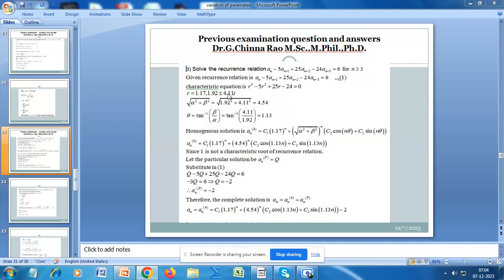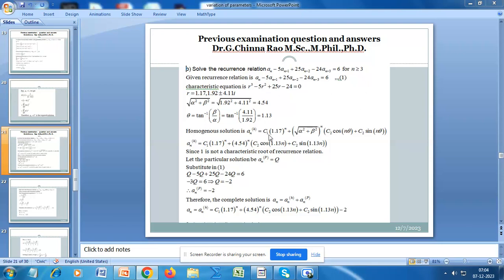So when you have complex roots, you treat 1.92 as alpha and 4.11 as beta. So find r equal to root of alpha square plus beta square, and theta equal to tan inverse of beta by alpha. And you put your calculator mode in radians.